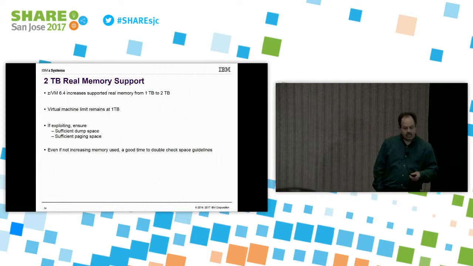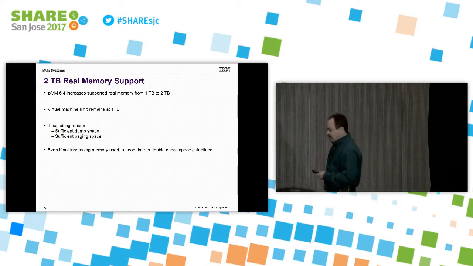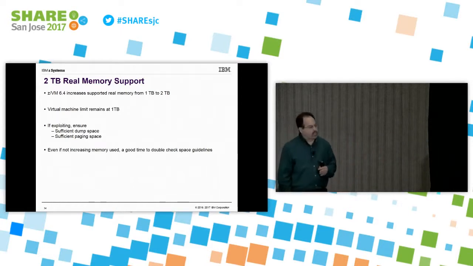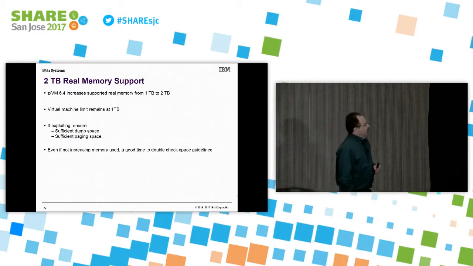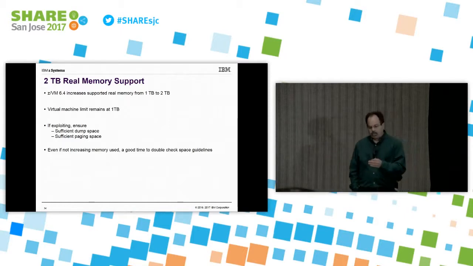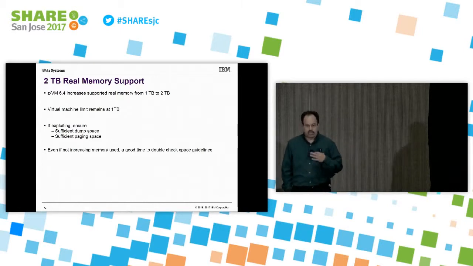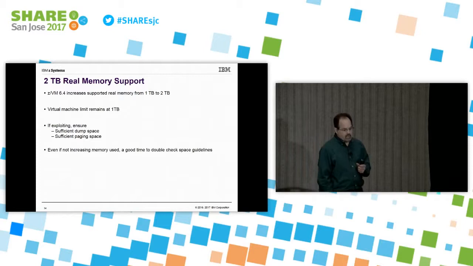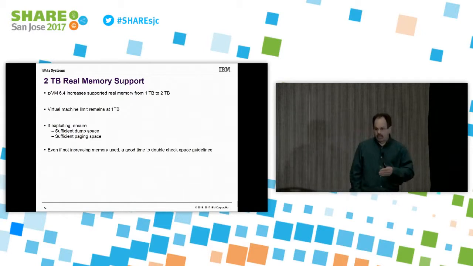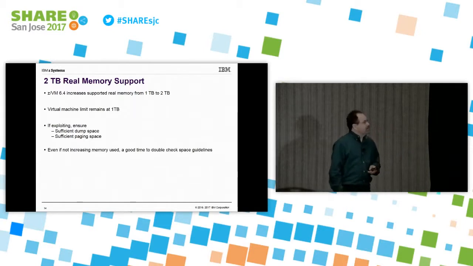Bill mentioned the increase in memory support from 1 terabyte to 2 terabytes of real memory. So real memory goes to 2 terabytes. The virtual machine limit remains at 1 terabyte. We haven't been made aware of, or seen, any need to increase it, at least not immediately. So that remains at 1 terabyte.